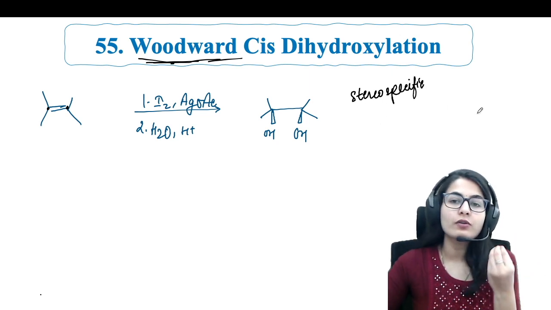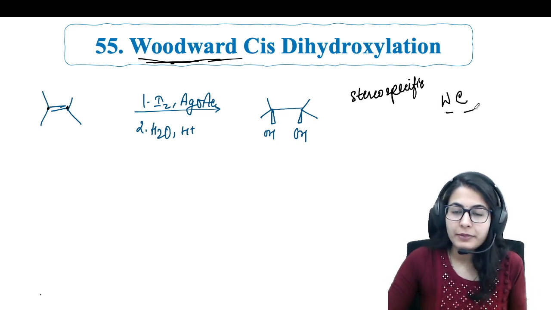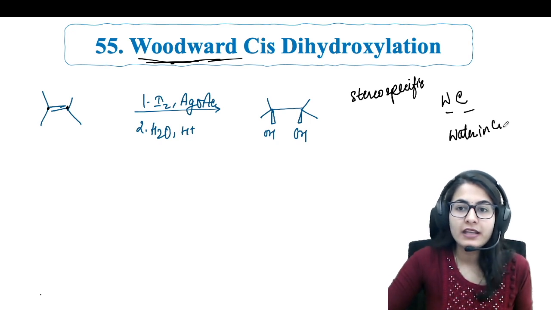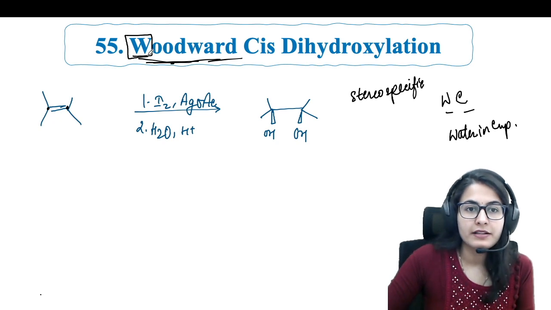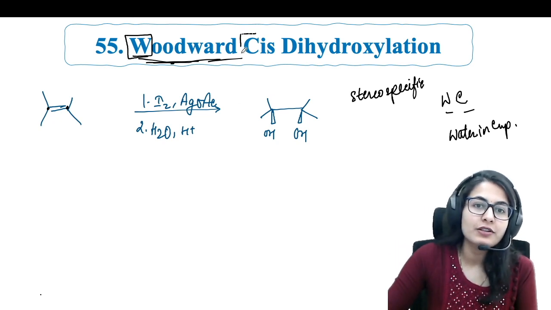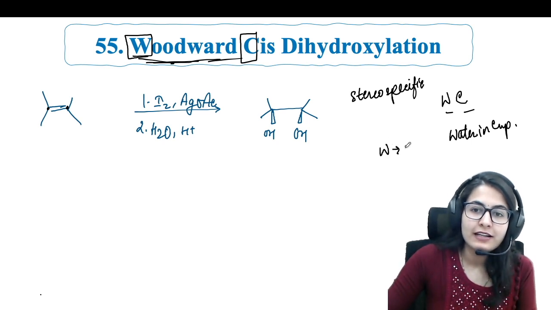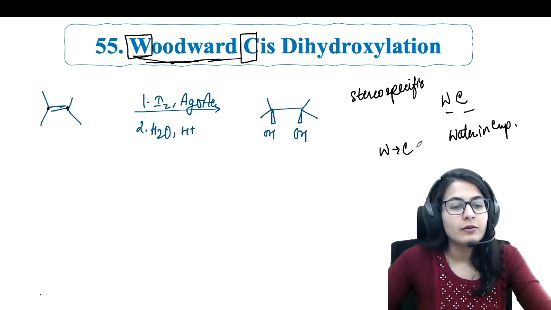Also, if you want to remember this, you can remember WC, that is World Cup, or water in cup. Because Woodward requires water and it gives you cis dihydroxylation. So Woodward cis dihydroxylation requires water and gives you cis diol product.